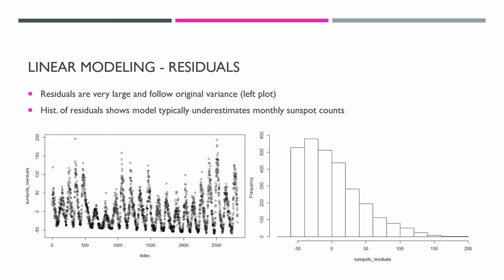And then here we have an analysis of the residuals from said regression line. Since the regression line didn't really fit the shape of the data at all, it's not surprising that the residuals sort of maintain that oscillatory shape over on the left there. And then on the right, we see the distribution of the residuals. And what that image implies is that the model tends to underestimate or undercount the number of sunspots in a given month.